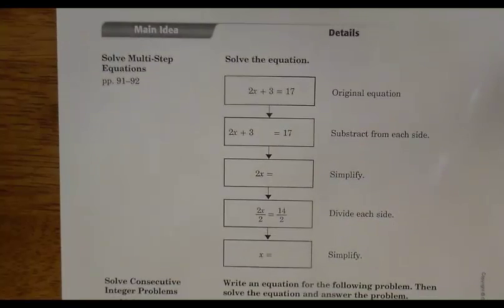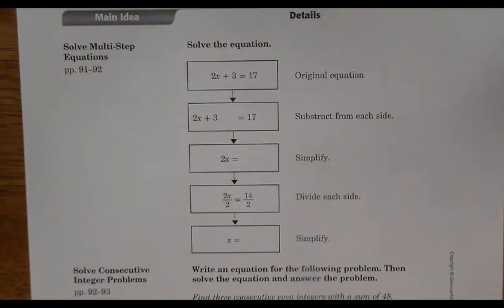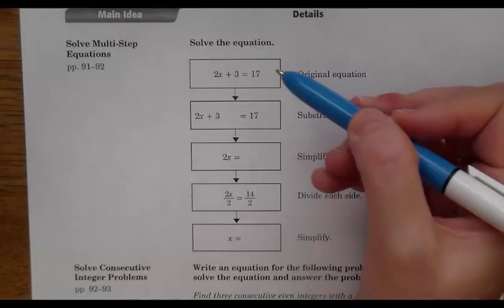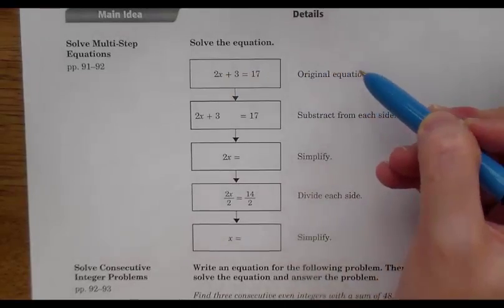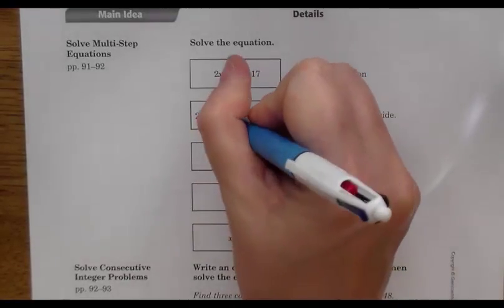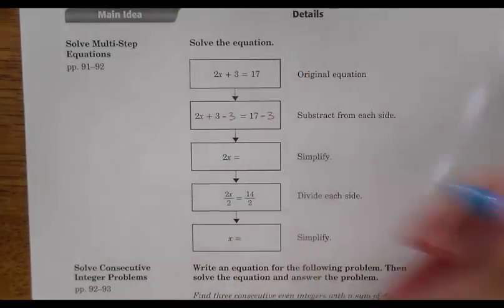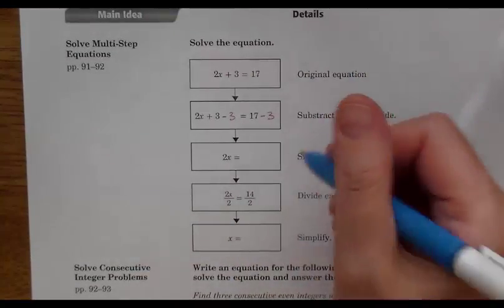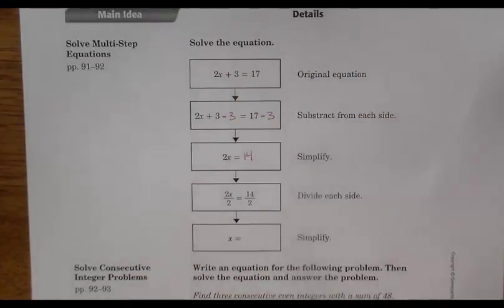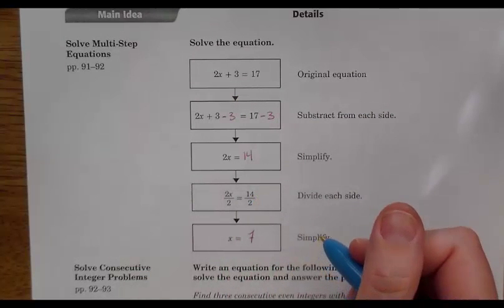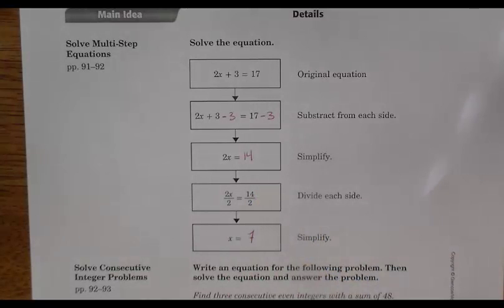Okay, we have some empty steps here for solving multi-step equations that we need to fill out. We have 2x plus 3 equals 17. We want to subtract from each side. Now, they're doing it off to the side. I prefer to do underneath, but it's the same thing. 17 minus 3 is 14. Then I divide both sides by 2, and x equals 7.